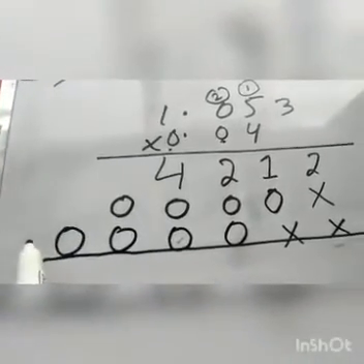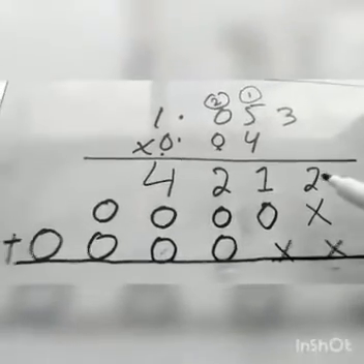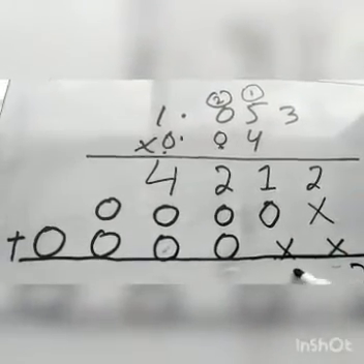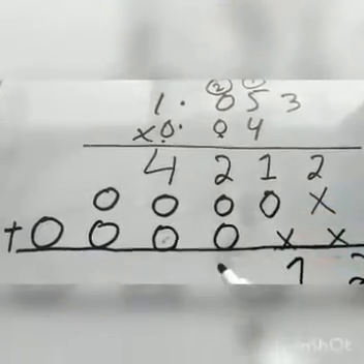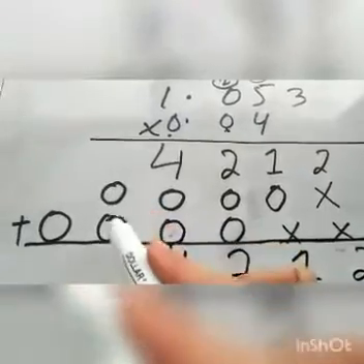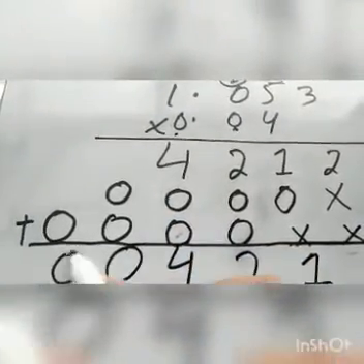Now we need to add together. 2 plus 0 is equal to 2. 1 plus 0 is equal to 1. 2 plus 0 is equal to 2. 4 plus 0 is equal to 4. 0 plus 0 is equal to 0 and 0.